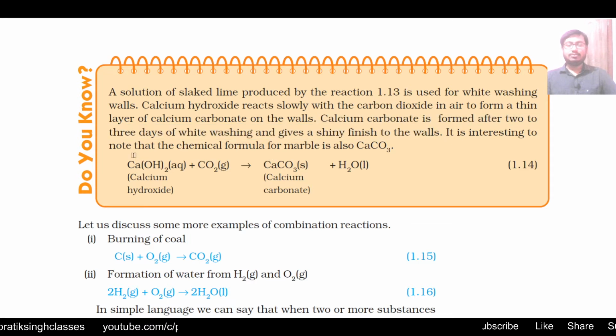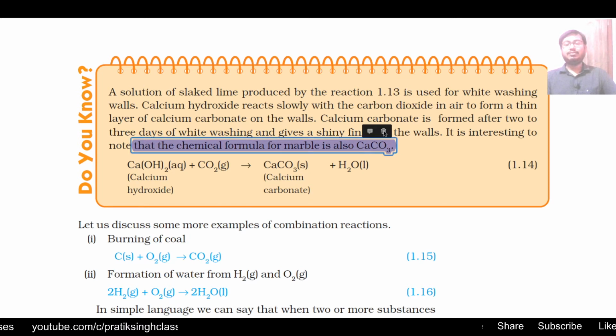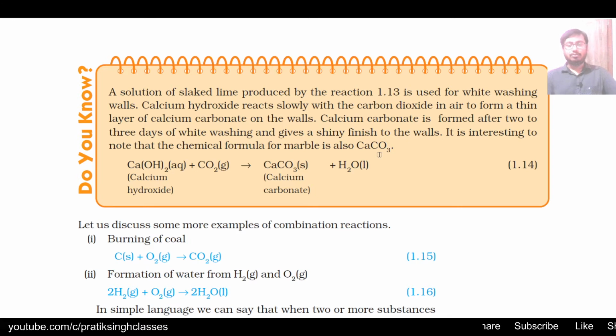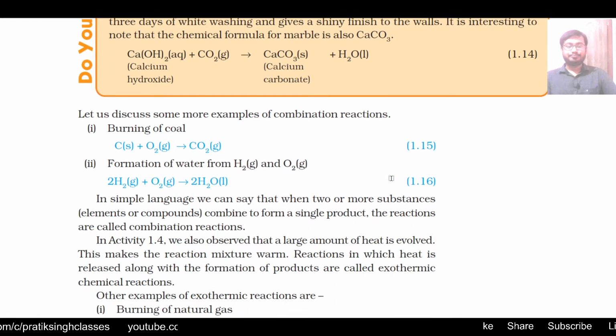It is interesting to note that the chemical formula of marble is also CaCO3. So you can say that while whitewashing, you are putting a layer of marble on your walls. As you can see here, calcium hydroxide in aqueous form plus carbon dioxide in gaseous form, which comes from the atmosphere, converts into solid calcium carbonate, plus water in liquid form. This water is absorbed by the air there, and it vaporizes.